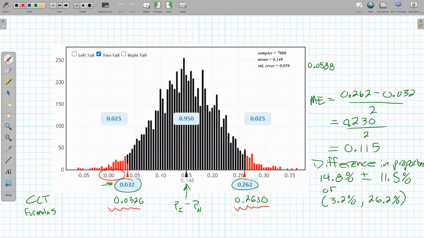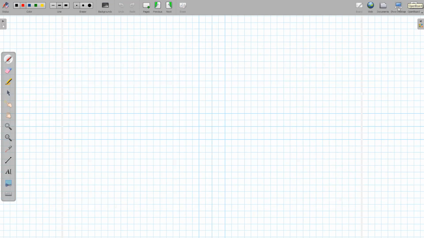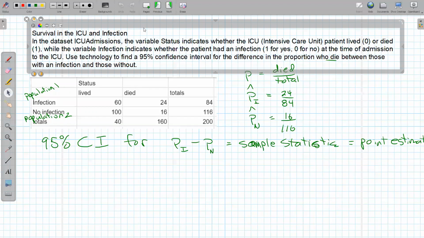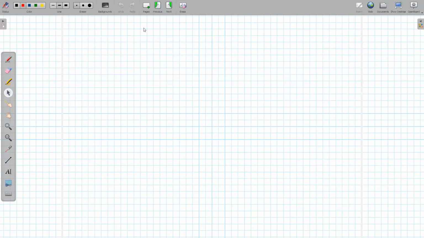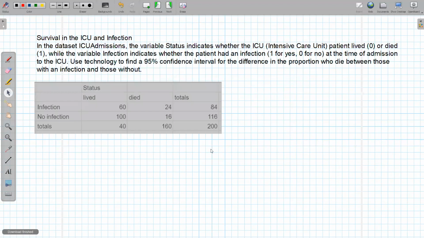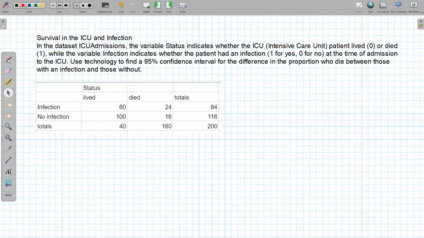Oops, wrong page. I need a new page. So I need the original information here. Let's copy and paste a couple things. All right, so we need this. We need the data. So this time we're not going to find a confidence interval, so I'm just going to strike that from the record. I'm not doing that right now.